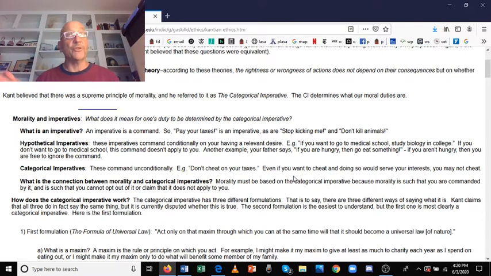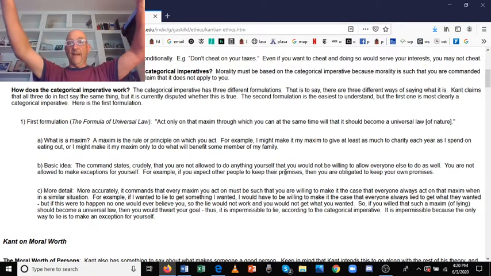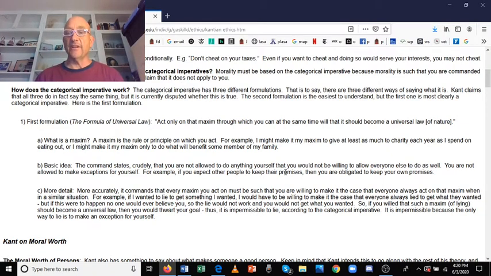Even if people do it, I get it, right? And it might serve their interests. How does it work? Well, there are different formulations. This is the universal law formula. The quote you see here: "Act only on the maxim through which you at the same time will, so you could command it for everybody, that it should be universal law of nature."